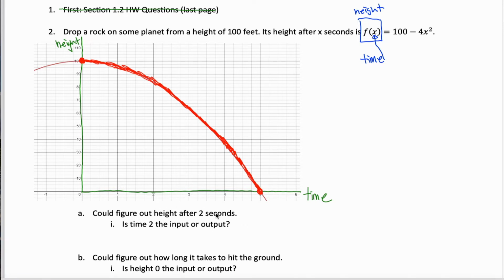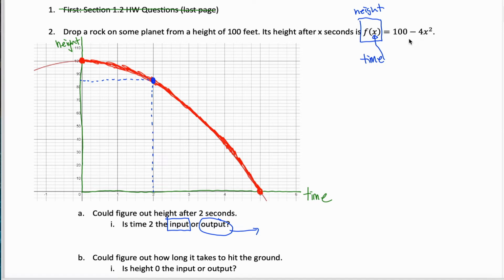So if I want to figure out how high the rock is after 2 seconds, I'd find 2 here, I'd locate this point, and whatever the corresponding height is. It's a little bit hard to see in here what the height is because I've scribbled all over my graph. But whatever this height is right here, some number between 80 and 90 would be the height after 2 seconds. So the 2 would be the input, and the corresponding output would be this number, 85, give or take.